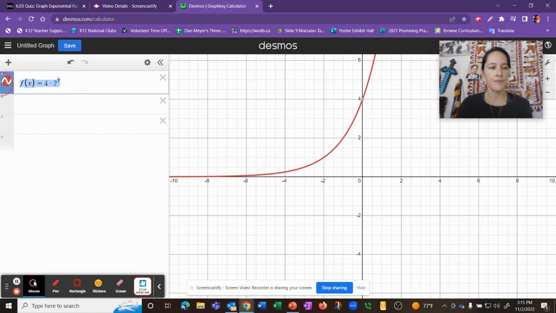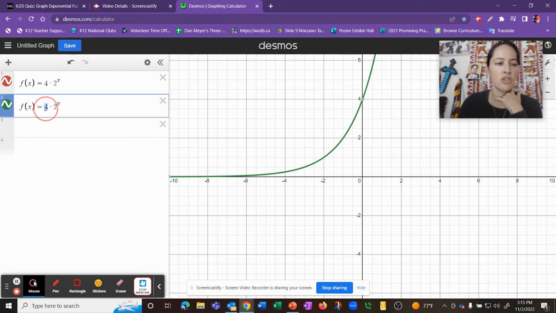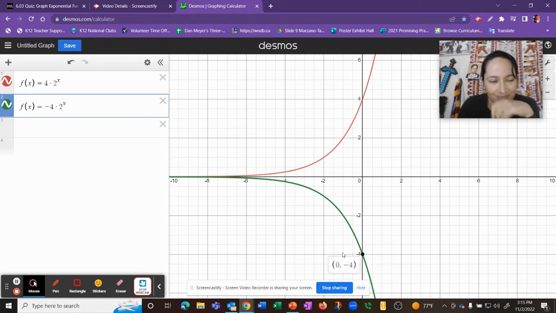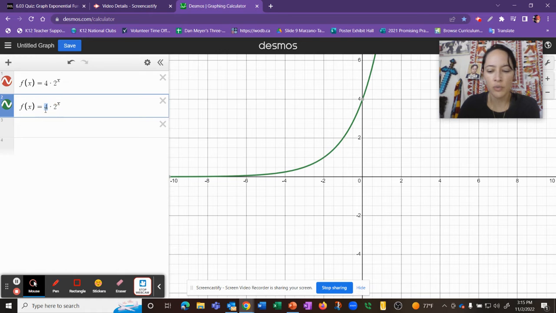So then I'm going to copy this, control copy, control V. If I change this to -4, well, not only did it reflect it, it also made our intercept -4. What if I just changed it to 2? There we go. There's our green graph to 2. Okay? So just kind of use that to help you pay attention to what's happening to the graph.